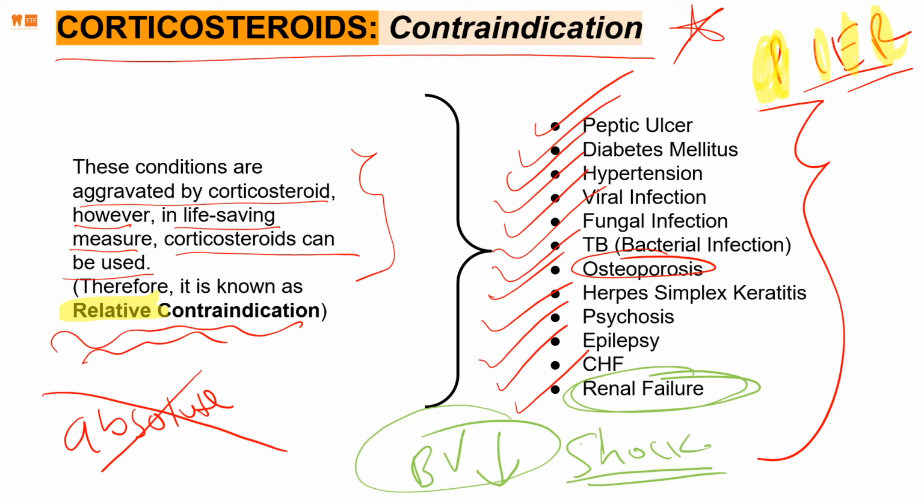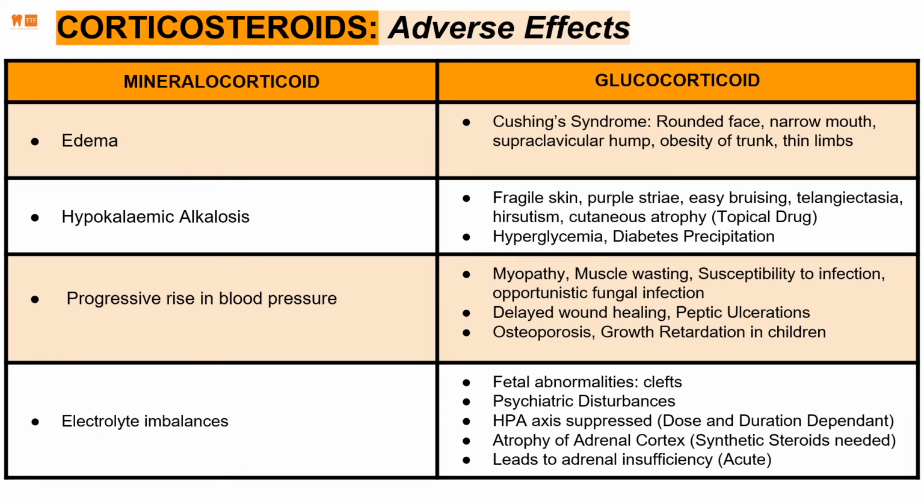Fair enough? Perfect, guys. So then there's adverse effects. I know we talked about a lot of them, so we can swim through this section. Mineralocorticoids can cause edema, of course, water retention. Hypokalemia, alkalosis, we learned about that previously. Progressive rise in blood pressure, hypertension, and then electrolyte imbalance. But glucocorticoid has a lot more adverse effects.